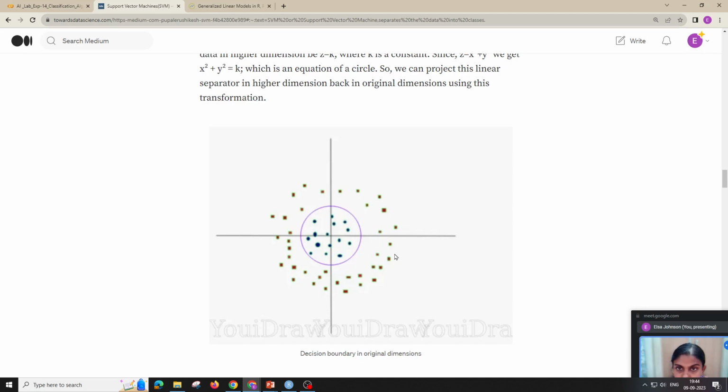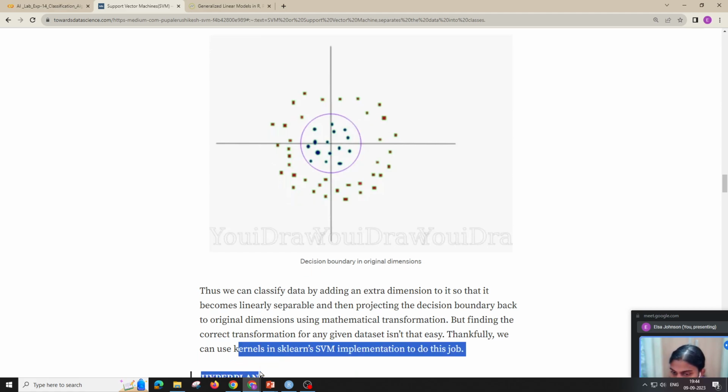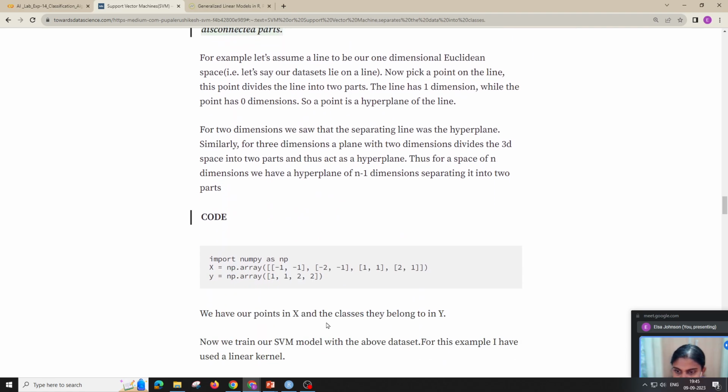Okay, so that extra dimension is like a circle. So when you bring it back to the original dimension, it is like a circle. Okay, so we can classify the data by adding an extra dimension, and it becomes linearly separable. Okay, so finding the correct transformation for any given data set is not easy, but in the case of SVMs we will be using different types of kernels. Okay, so there are different kernels which we can use.